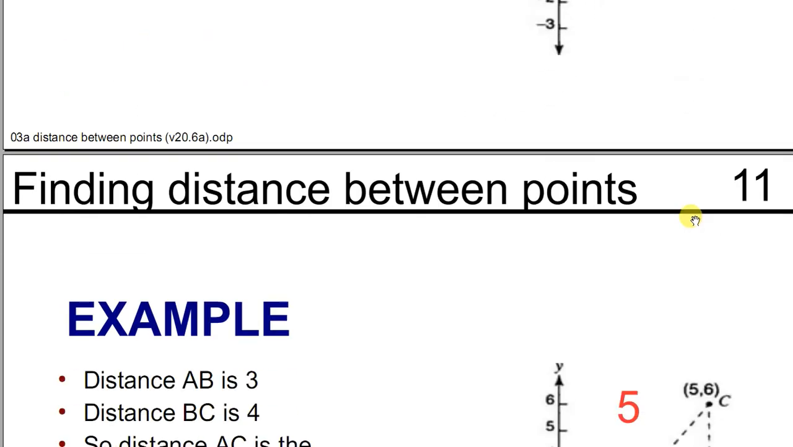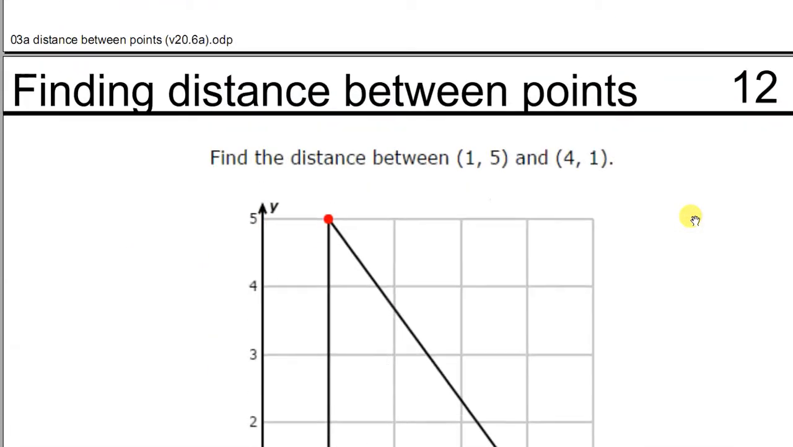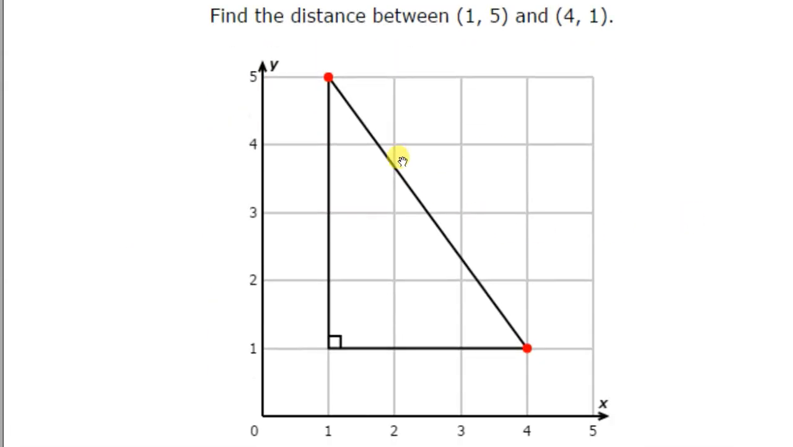Let's do another example. I just did that one. Okay, let's find the distance between these 2 points. So we're looking for this distance right here. This is what we're about to find. The points are already plotted. This is 1, 2, 3, 4. This is the same triangle again. This is a 3, 4, 5 triangle.